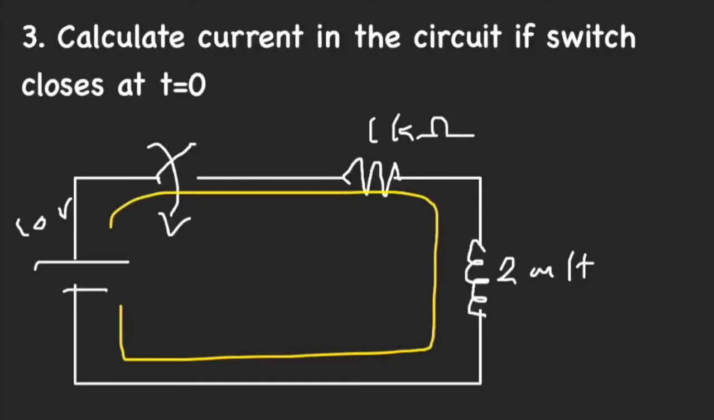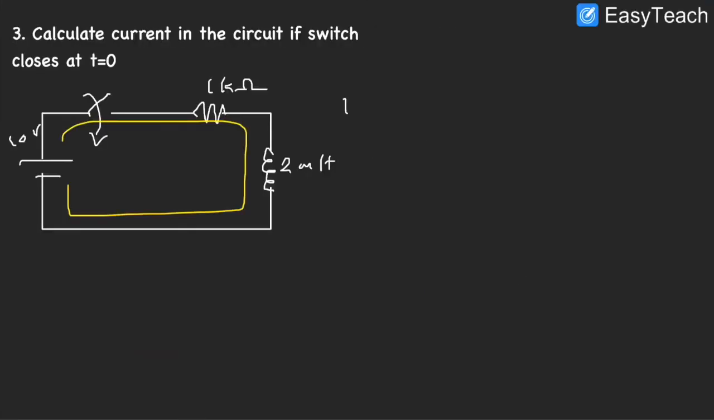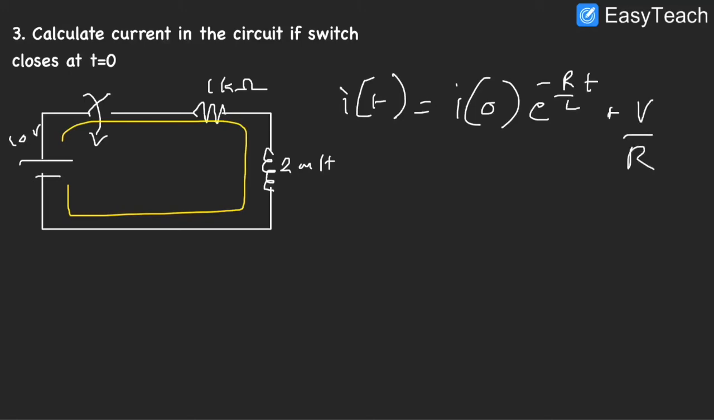So let's go ahead and write the equation for that. So it's I of t is I of 0 e to the power of minus R by L times t, plus V by R. I'm going to write that here because I'm out of space, plus V by R times 1 minus e to the power of minus R by L times t.